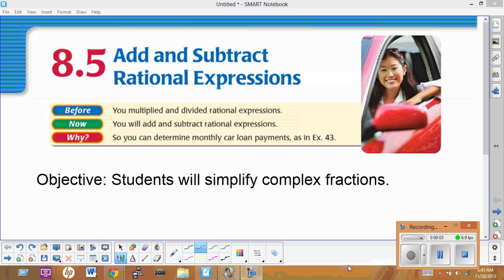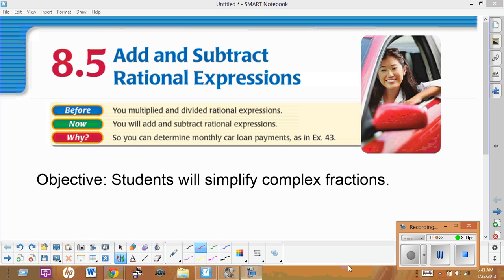Welcome. Today we are going to simplify complex fractions. This section can be found in section 8.5 in your book, and I think it starts around example 5, so you have to dig into the chapter a little bit. So let's go ahead and get our notes out, and we'll get ready to go.